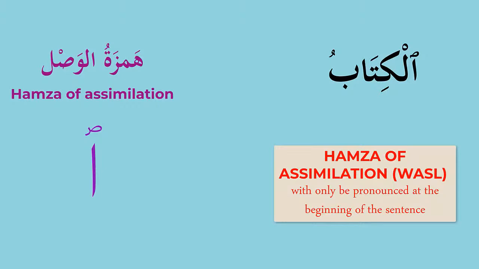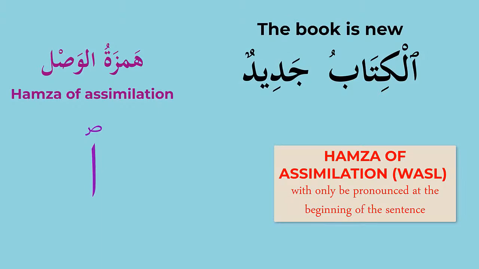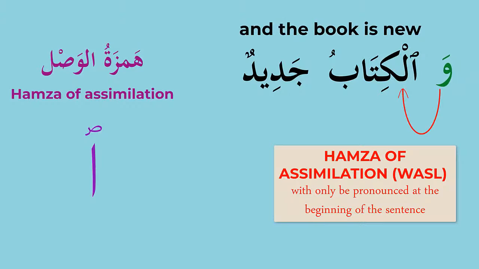Otherwise, you will not pronounce it. Are you with me, brother? If I say Al-Kitabu and then write down Jadidun, the sentence begins with Al-Kitabu. But suppose I add a waw here. Now what will it become? Wal-Kitabu. Why did you not pronounce the Hamza, brother? Why did you not pronounce it?